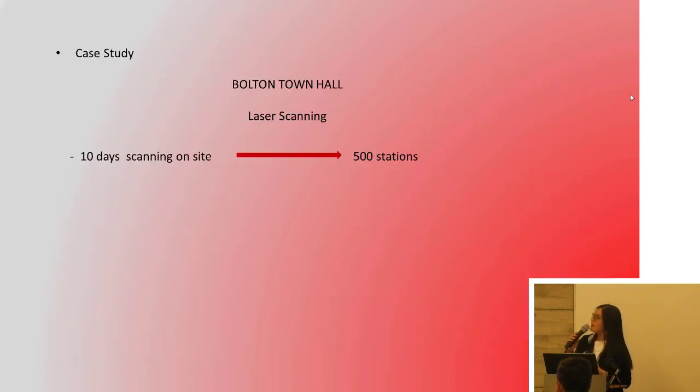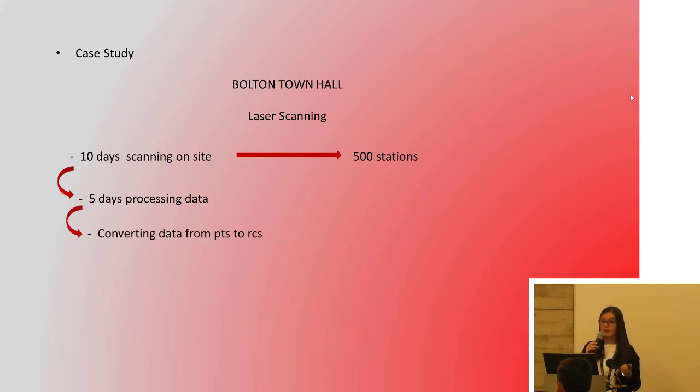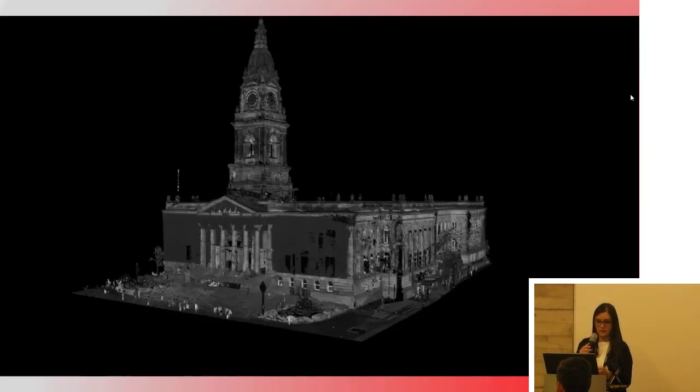So the case study, in terms of laser scanning and timing, took 10 days scanning on site with 500 stations, and 5 days processing data, what I told you already: registering, merging, and cleaning the file, and converting data from PTS to RCS or RCP. And then the point cloud is ready to be uploaded on the Revit file, and we can start with the BIM model.